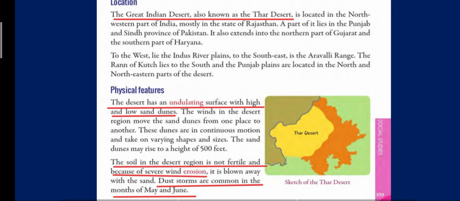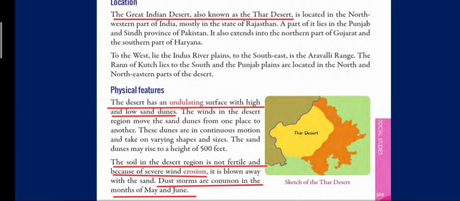Now, the soil in the desert region is not very fertile, and because of severe wind erosion, it is blown away with the sand. Dust storms are common in the months of May and June. Now, children, do you see a lot of crops grown in the desert? Have you ever seen a picture where lots and lots of crops are grown in a desert? No. Why is it so?